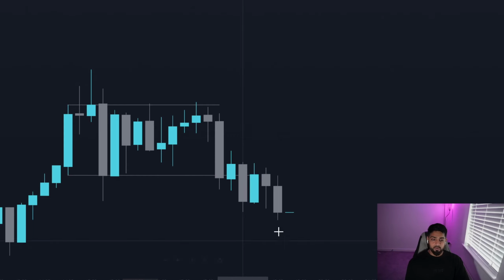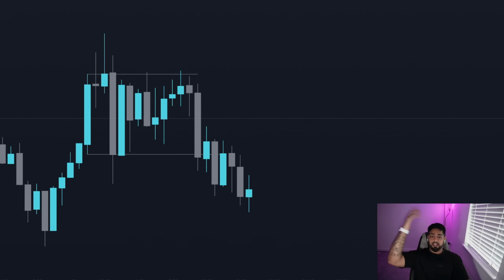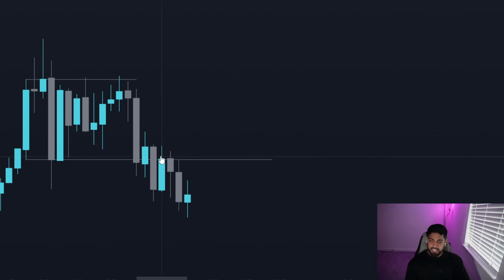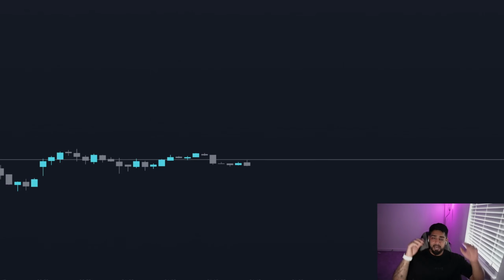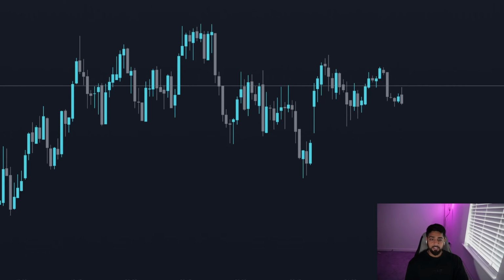Now, eventually, after a while, we do get that breakout to the downside. So now we've broken out to the downside in line with the higher time frame trend. We simply just wait for price to come back up and retest this opening range low. So let's wait for price to come back up. And as it does right there, we're then going to drop down to the 1 minute time frame. And this is where we're going to be looking for our entry.